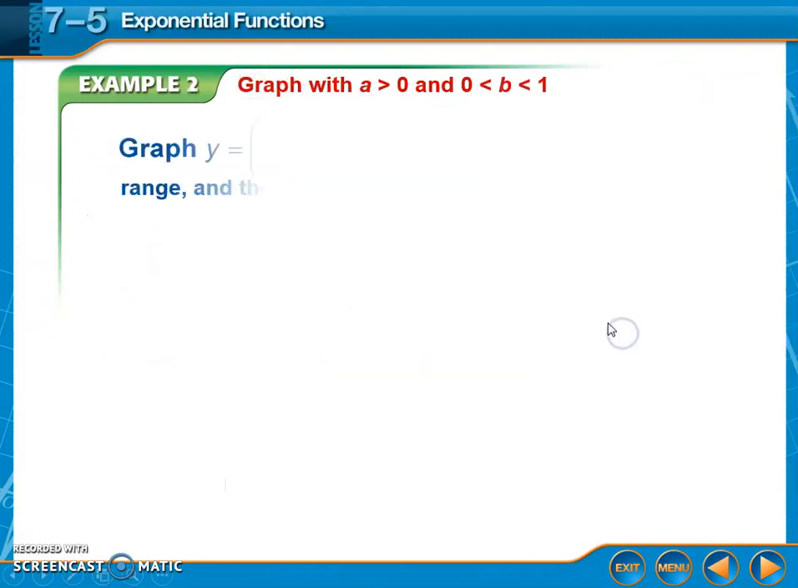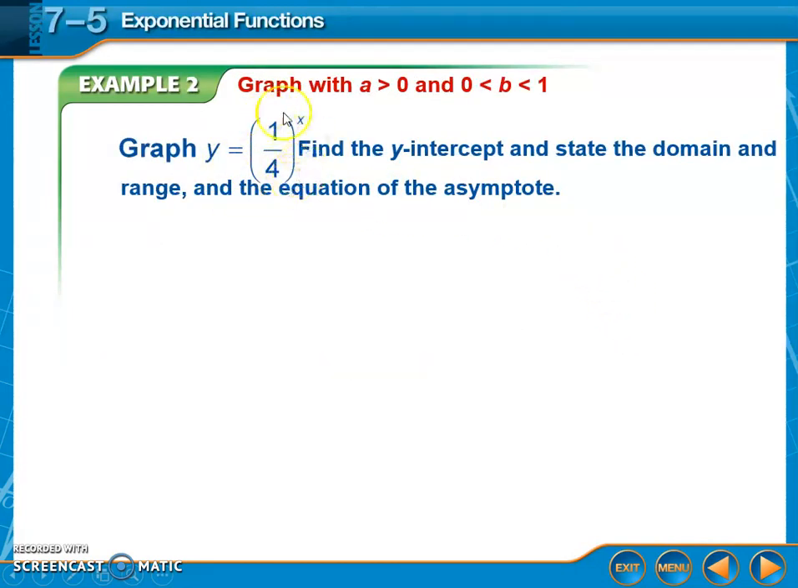All right, so what if we have a fraction right here? That's going to look a little bit different for us. Because remember, think about this. If we have a negative exponent, what's going to happen to this?